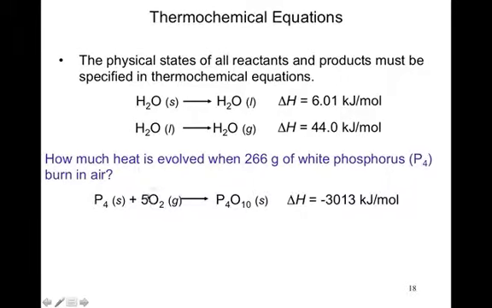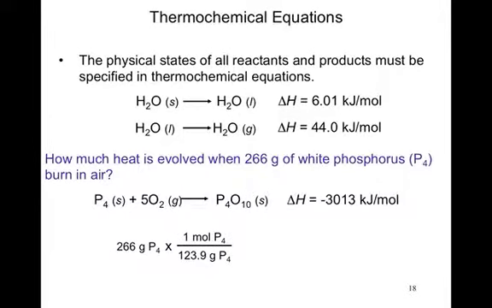Balance that with our 5 in front of the O2. Then we can calculate that delta H by doing our products minus our reactants, and going to Appendix 3 in the back of the book, finding the value for P4O10, finding the values for P4 and O2, multiplying that by 5, and subtracting these, and we'd be in good shape.